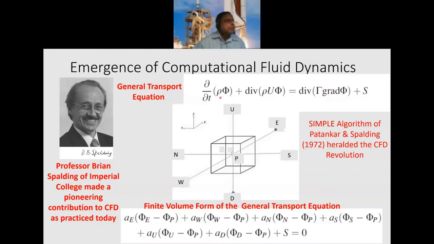So that general transport equation, when you apply it in a control volume, you can come up with an algebraic form of the equation. Which means that this particular point is connected with all its neighbors: east, west, north, south, up and down. And these coefficients essentially represent all the transport, like your convective transport and diffusive transport are all included in these coefficients. So that is really a remarkable achievement, and that is being used in all commercial codes right now, what you have all been using, Fluent, Flow3D.